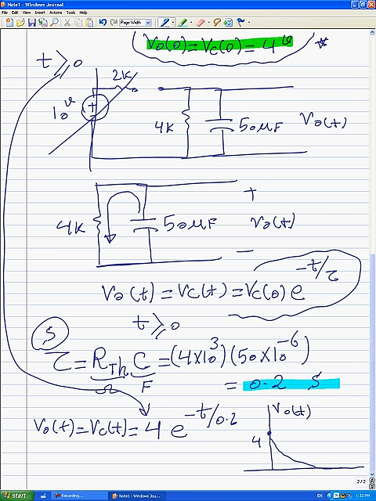To summarize, for solving any RC circuits, it is very important to investigate the position of the capacitor. And also, if we have a switch, we should investigate before opening the switch and after opening the switch, what happens for the capacitor. Again, next question.